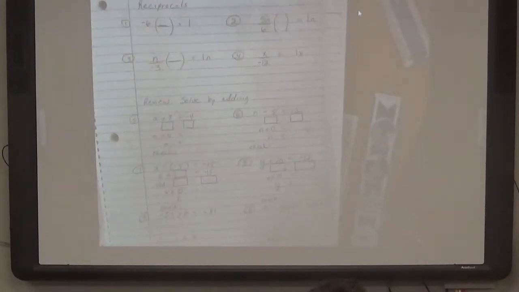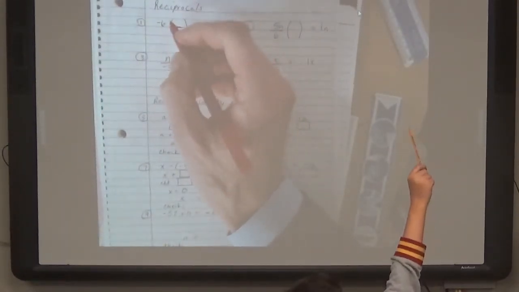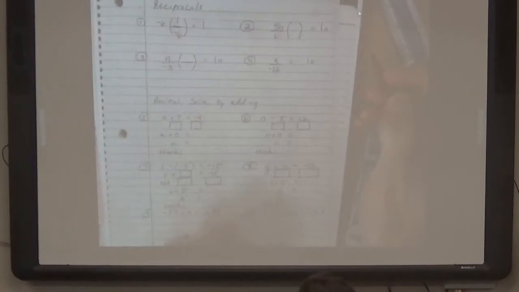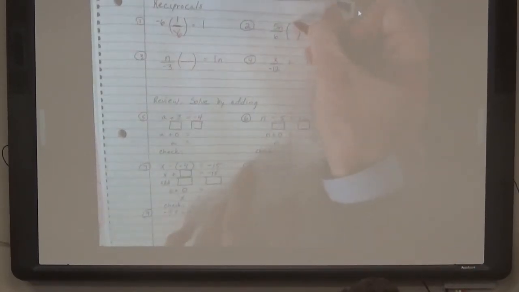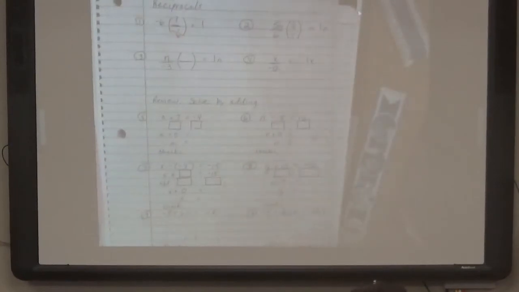And I want you to write reciprocals for 1, 2, 3, and 4. See if you can find the reciprocal. For the first one, what would the reciprocal of -6 be? 1 over -6. Good. What would the reciprocal of 5/6 be? 6 over 5. Good. You just have to write the reciprocal.